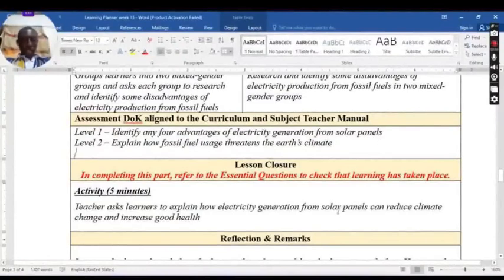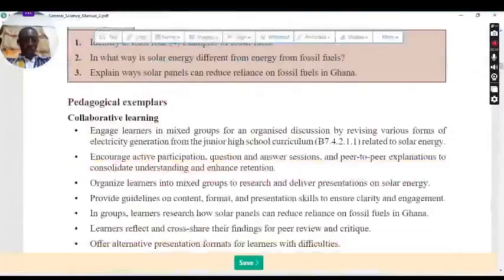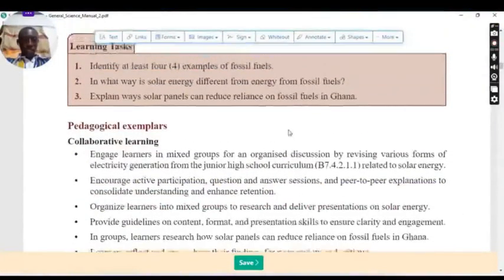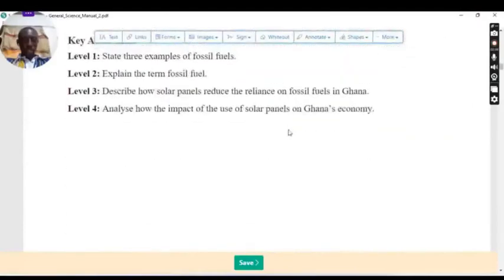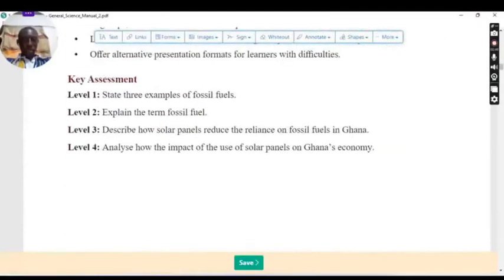You see, in the TM, there are some questions there already. Look at this assessment. Let's go to assessment. You see that in the TM, it has stated the level which it belongs to. So, state 3 examples of fossil fuels. Explain the term fossil fuel. Describe how solar panels reduce reliance.